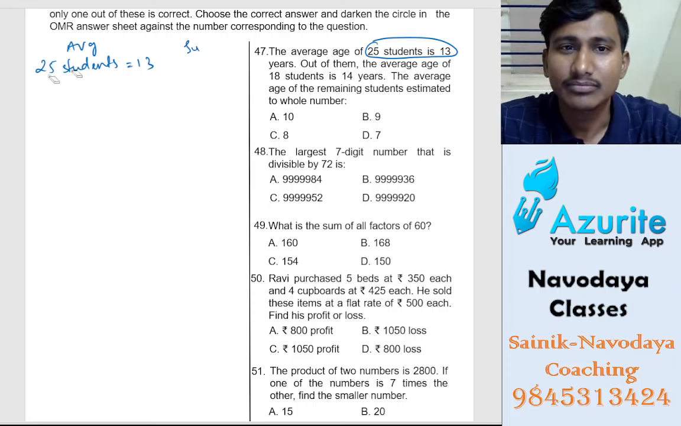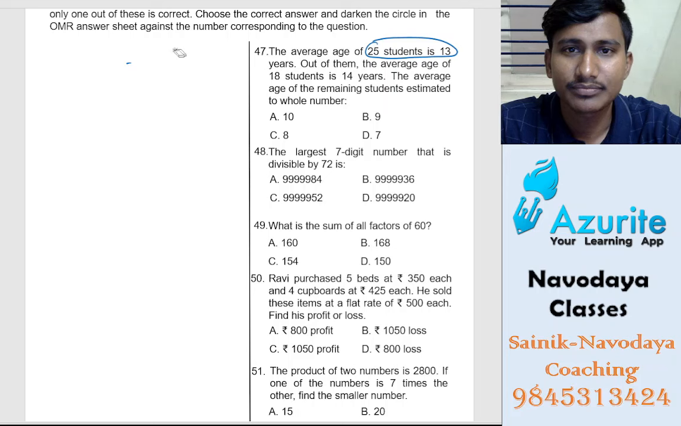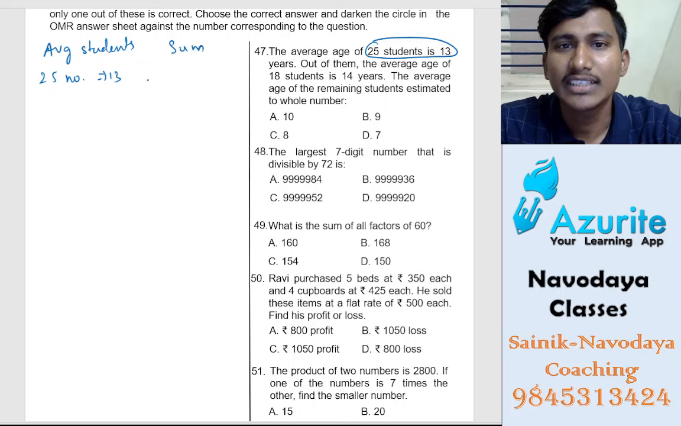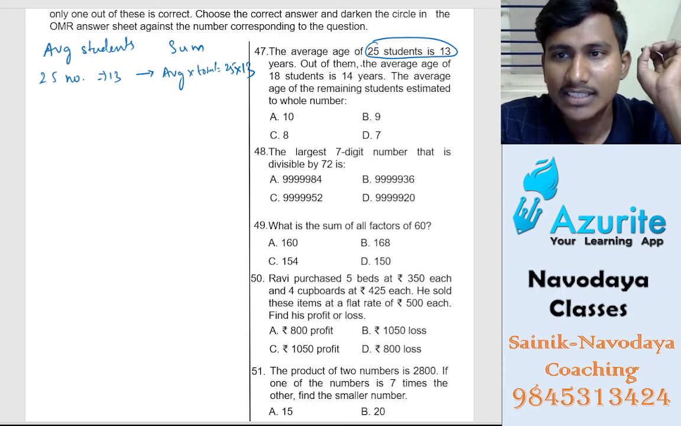So I will write it once again here. The average of students is 13, and the number of students is 25. So how do we find the sum? We find it by average into total number, right? So 25 into 13.